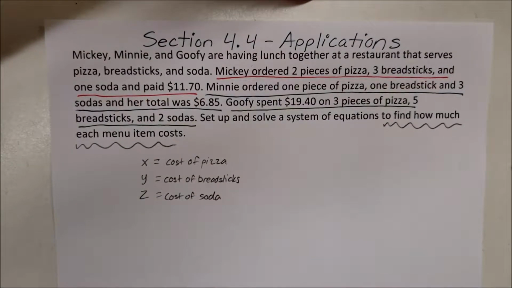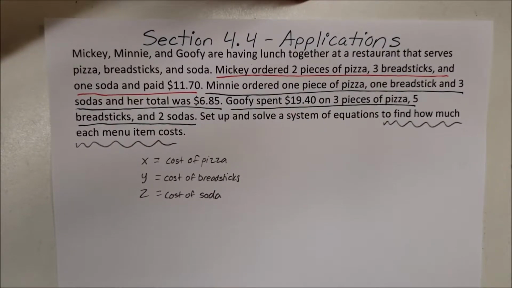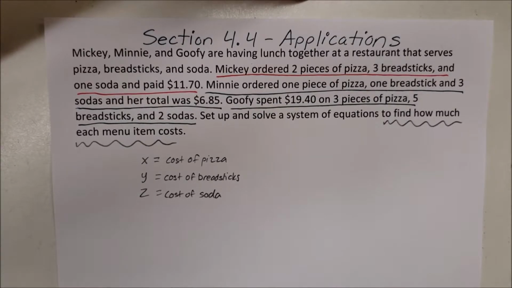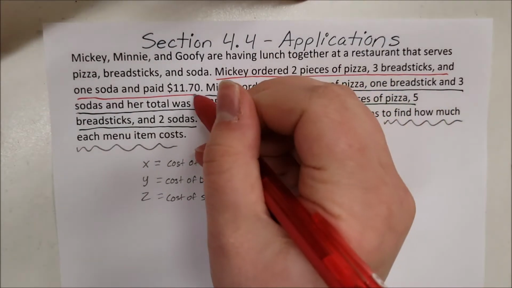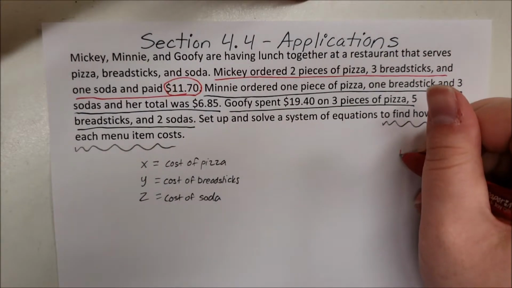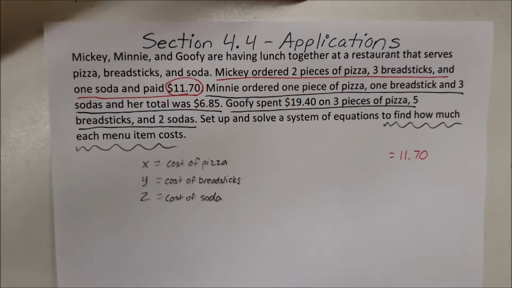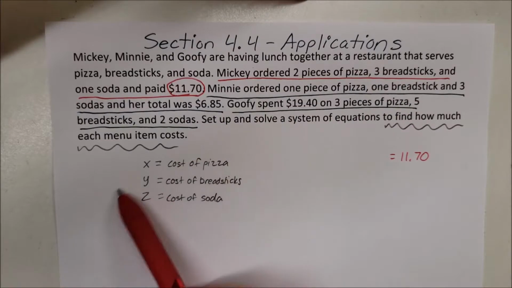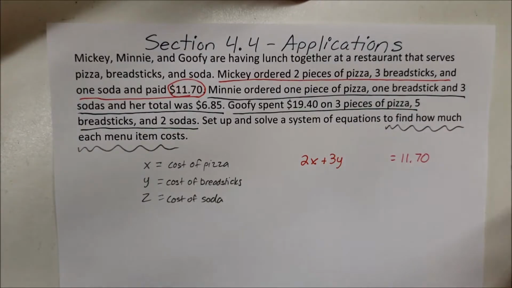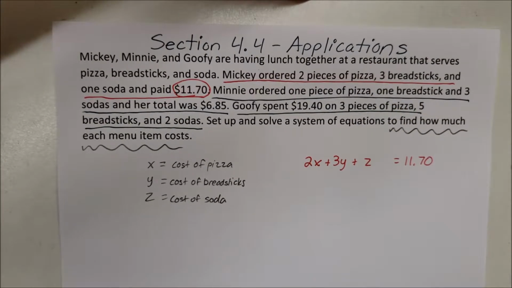Now that I have my variables, I can put those together into my equations. A tip that I always use when I'm trying to write my equations, besides just looking at what I underlined, is to also look for totals. If you can find a total, it's a pretty good guess that that's where one of your equations comes from. Looking through the problem, the first total I see is $11.70, the total that Mickey paid for his meal. So we're going to write an equation for Mickey. It's going to equal that $11.70, and I can use all of the information about his order. There were 2 pieces of pizza, so 2x, he got 3 breadsticks, and then 1 soda, so you can say 1z or just write it as z. That's my first equation.